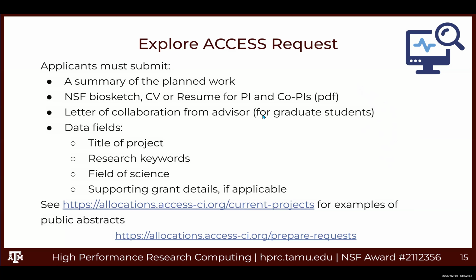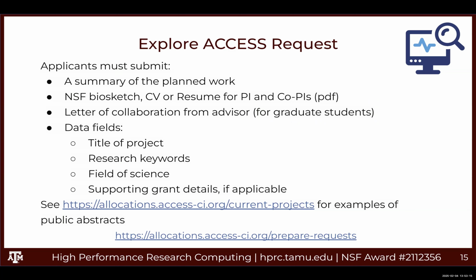If you're a student, you need a letter of collaboration from your advisor to get your own allocation. Now, if your PI gets an allocation, they can put you on it to use it. But if you want your own and you're a graduate student and your advisor approves that, then they can write a letter to help you to be able to get that.